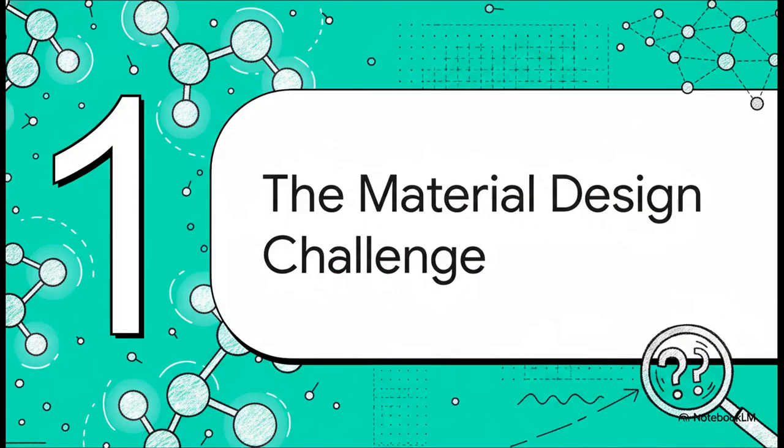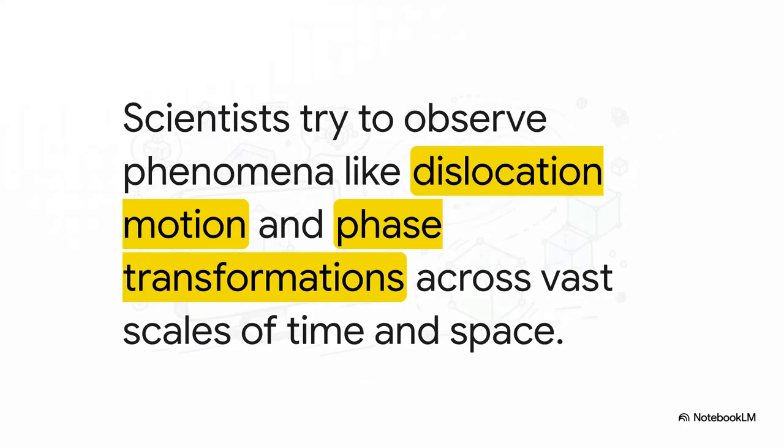So yeah, this is what we call the material design challenge. There's this massive gap between what we need to know and what our own eyes, or even our best instruments, can actually see. I mean, think about what scientists are trying to track. Things like dislocations. You can picture them as tiny, moving glitches in a perfect crystal structure that actually determine its strength. Or something like a phase transformation, which is kind of like water turning to ice, but it's happening inside a solid chunk of metal. These events are either way too fast or way too slow for us to really observe properly, which leaves this huge blind spot in our understanding.